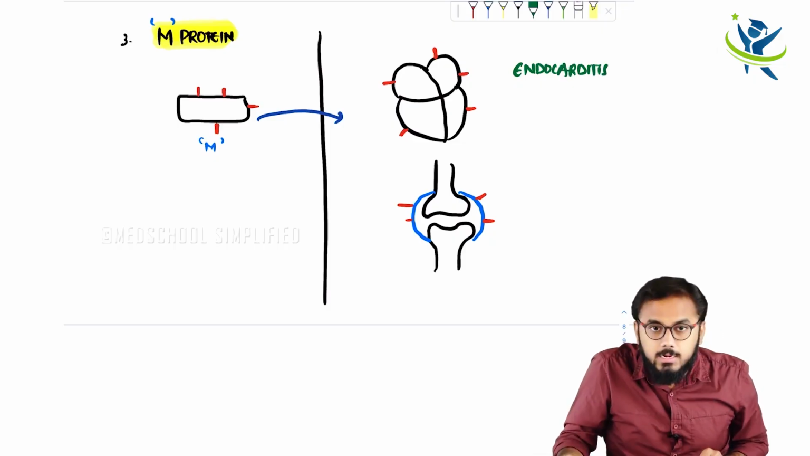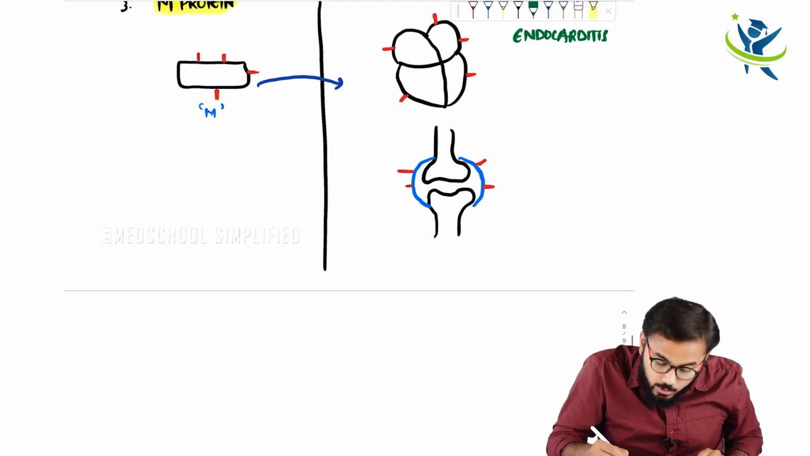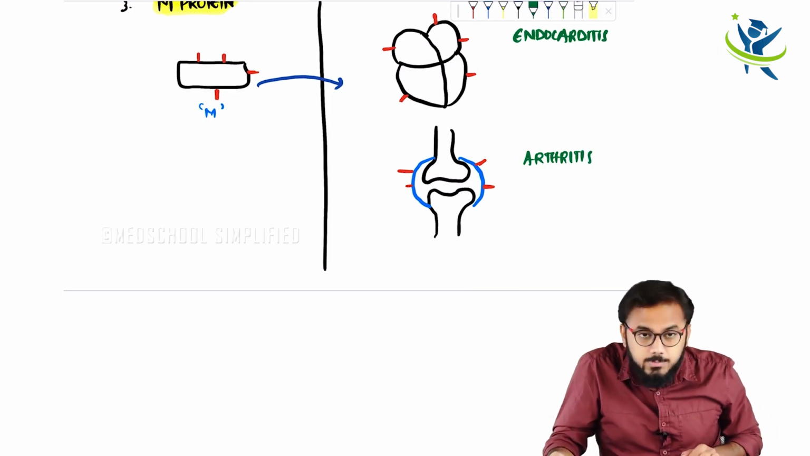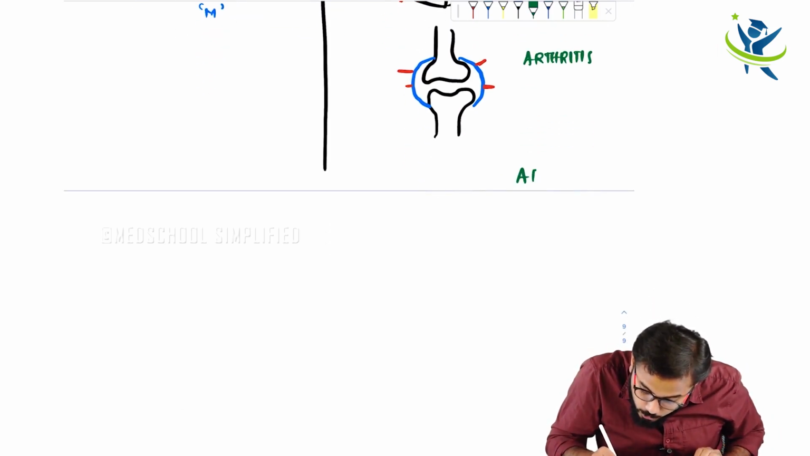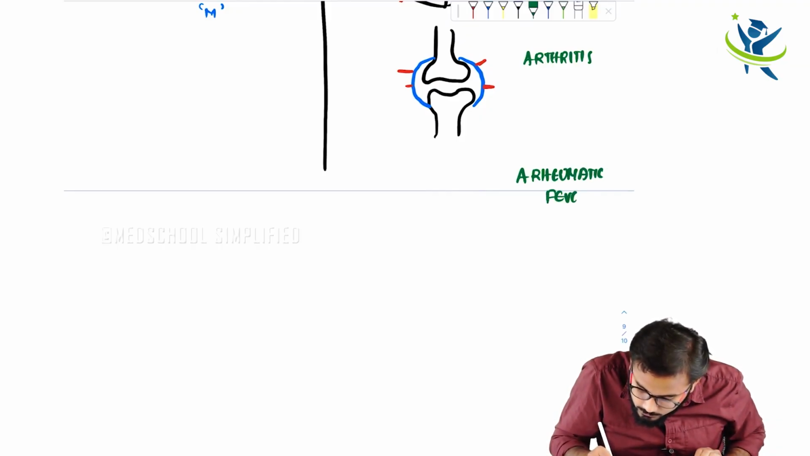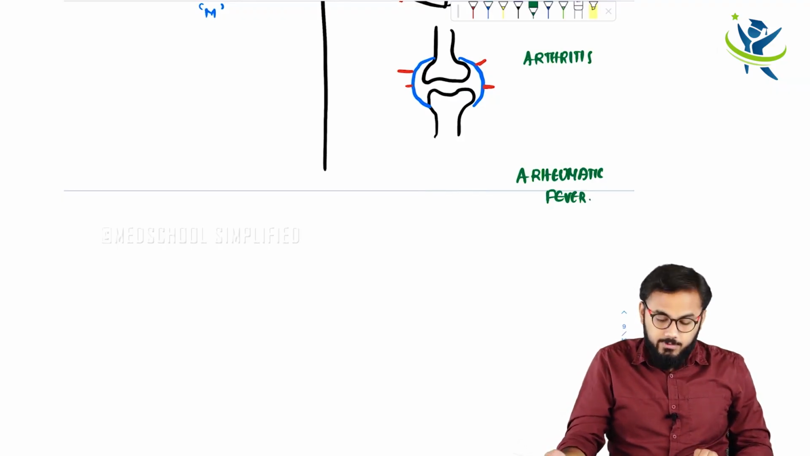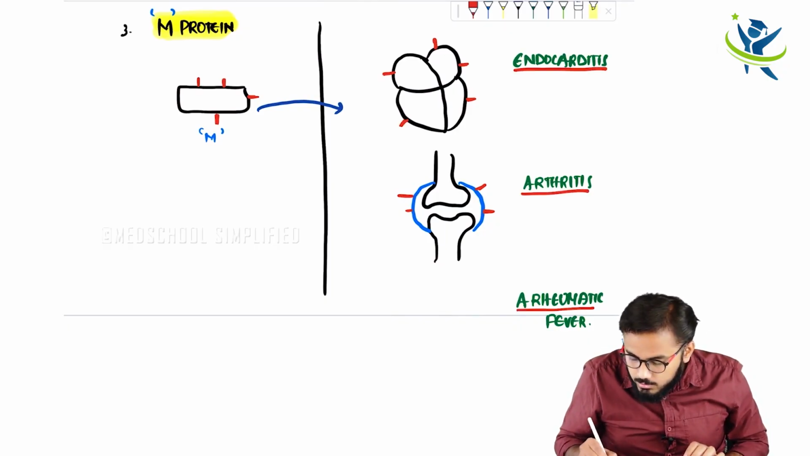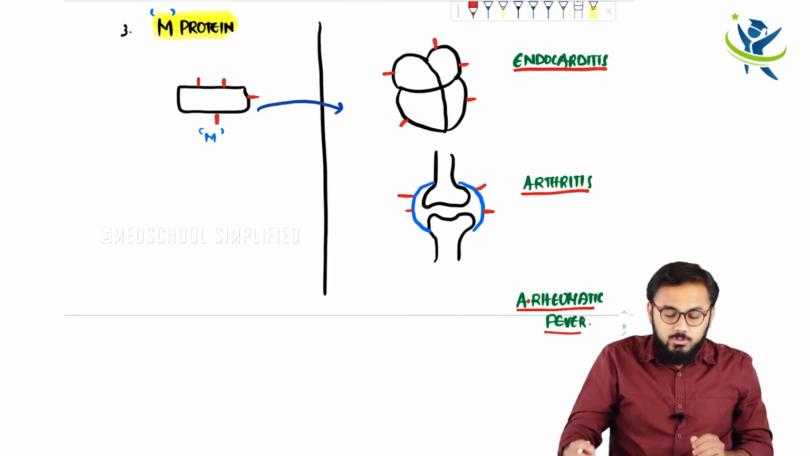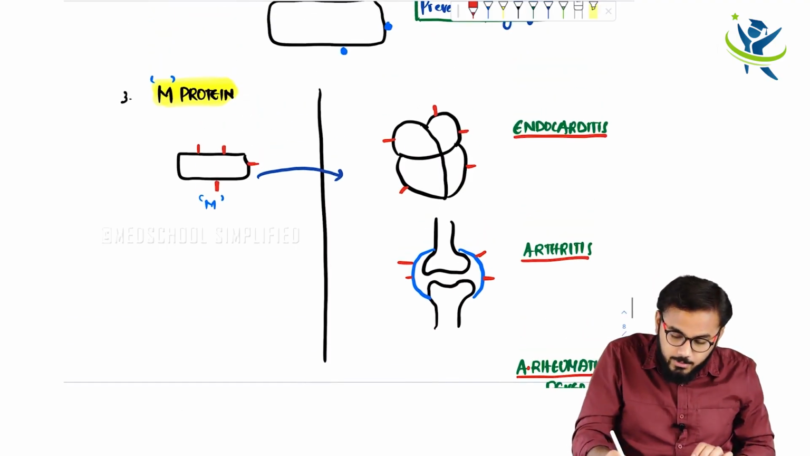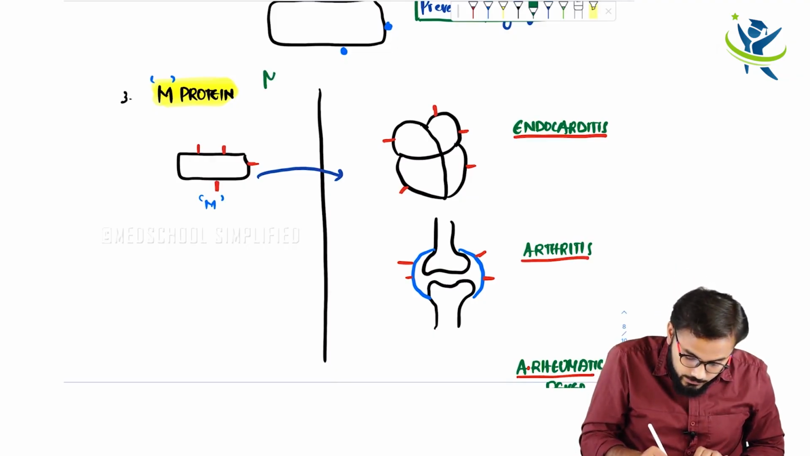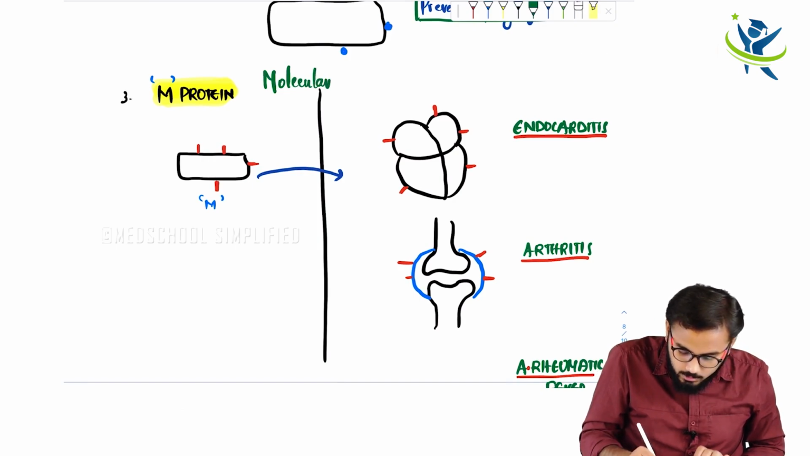If it attacks your heart, you will have endocarditis. If it attacks your joints, you will have arthritis. And the last important thing is you will also have acute rheumatic fever. So these are the three important things which are happening because of what? Because of M protein. So this type of phenomena is called molecular mimicry.